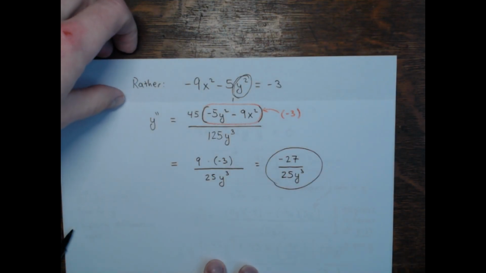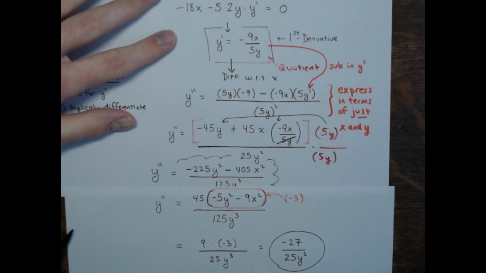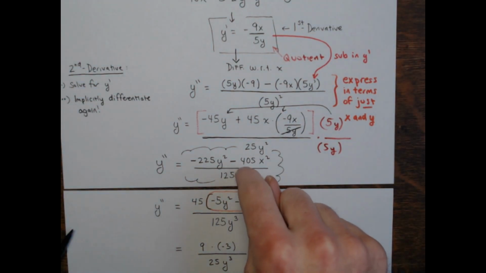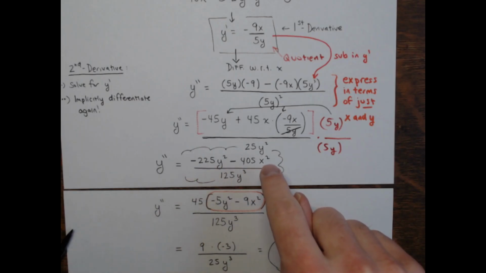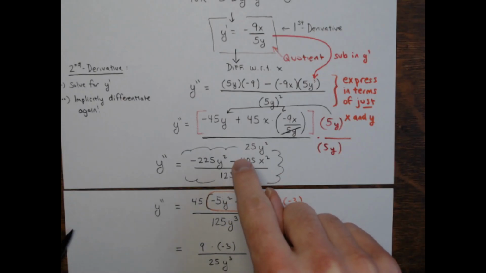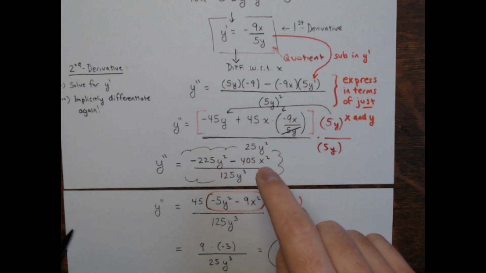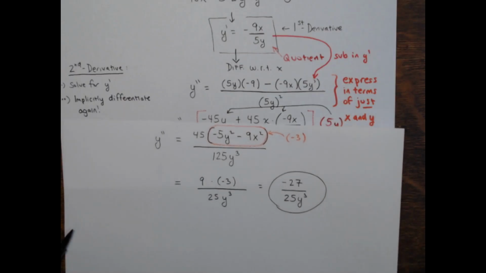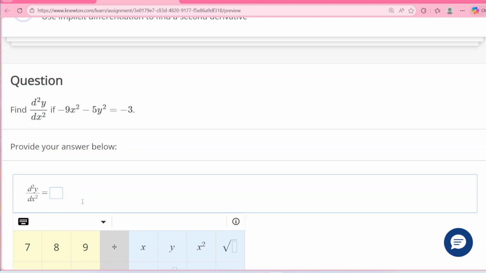I've told you this in other videos, if they don't tell you to simplify, if they don't specifically say simplify, this expression here in the bubble with the negative 225y squared minus 405x squared all over 125y cubed, that should be good. That works for this particular equation. It's just, you can simplify it much, much more, of course, if you need to. So I'll enter the simplified version. I already went down and got that far, so I might as well enter it.